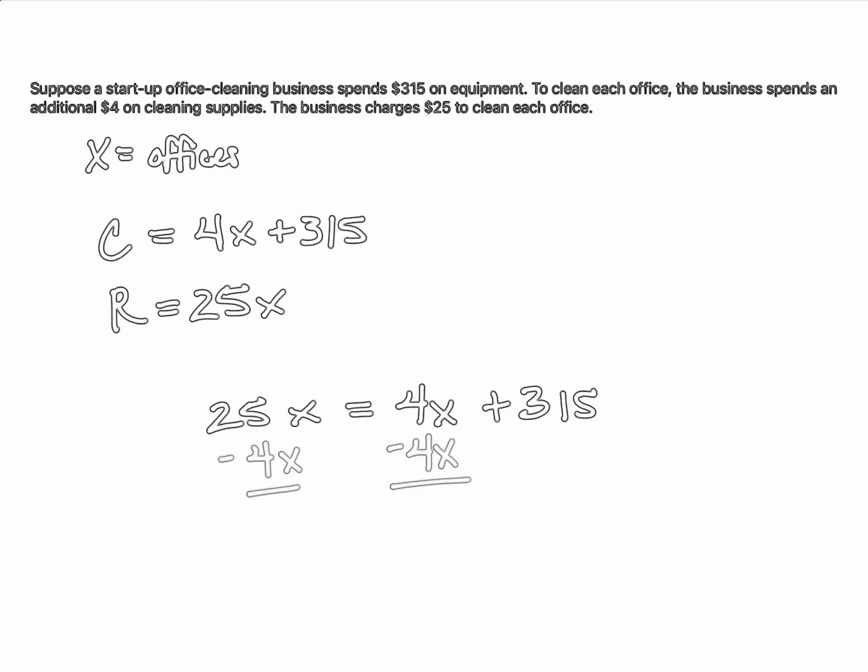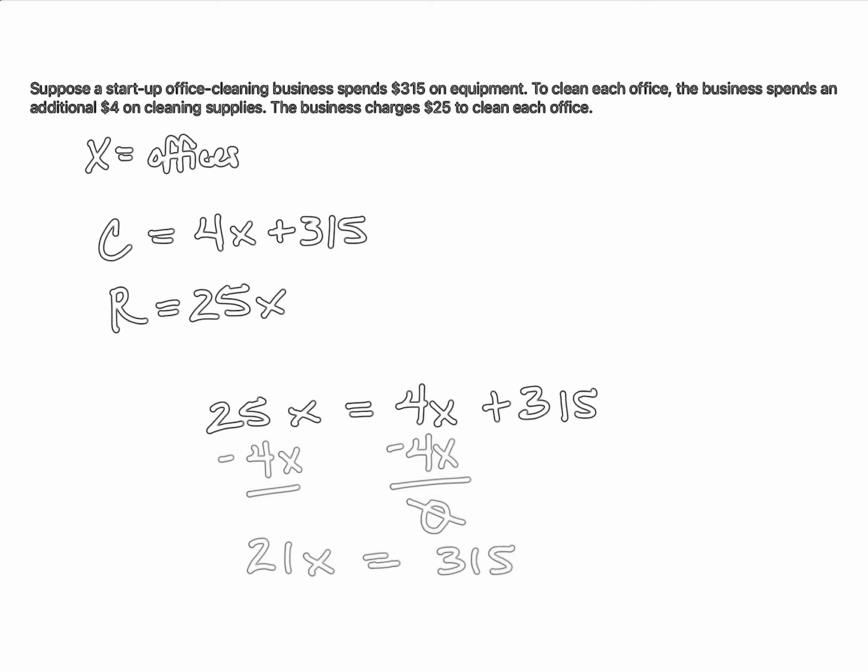The reason why I subtract 4x from both sides instead of adding 4x is because you always want to do the opposite to keep it even. So 4x minus 4x gives you 0, which means that's no longer going to be a factor on that side. And then over here, you'll get 21x, and I still have my 315. So 21x is equal to 315.